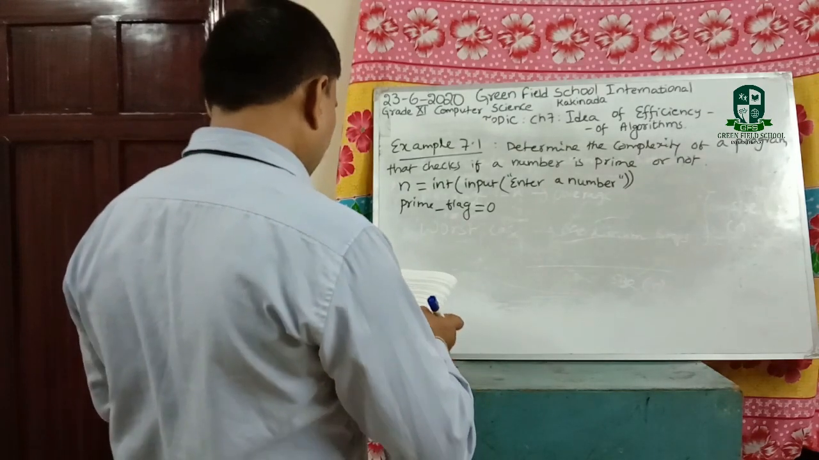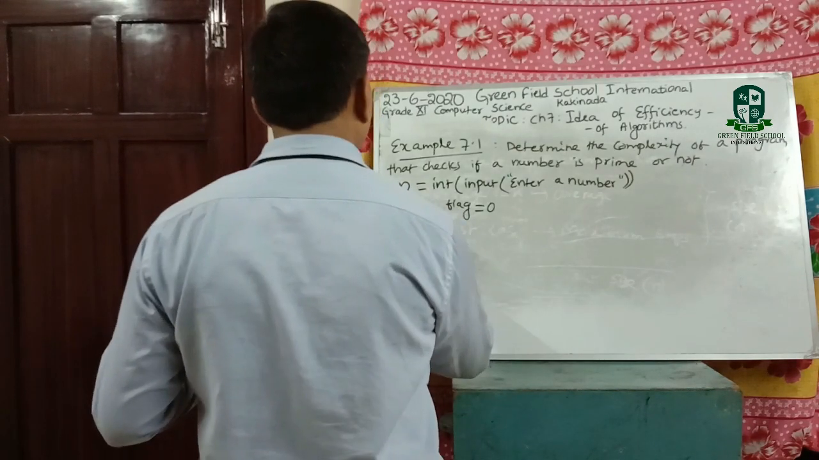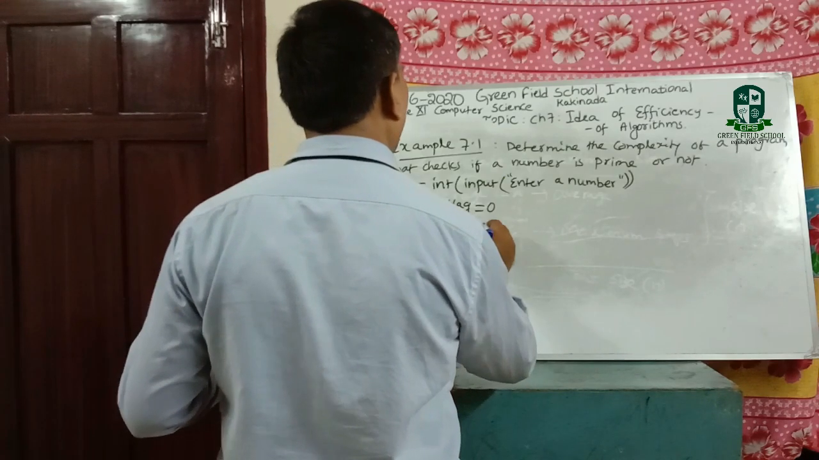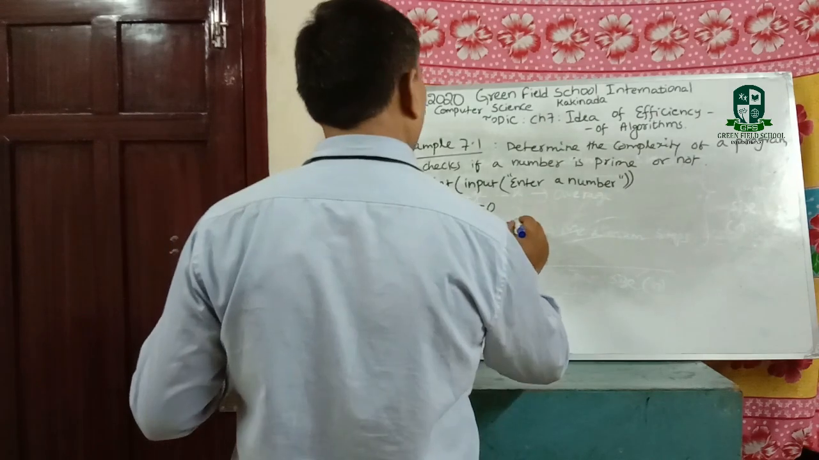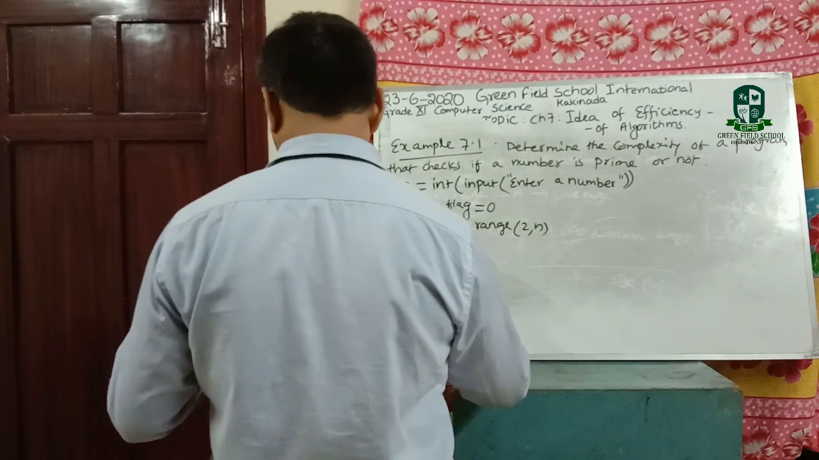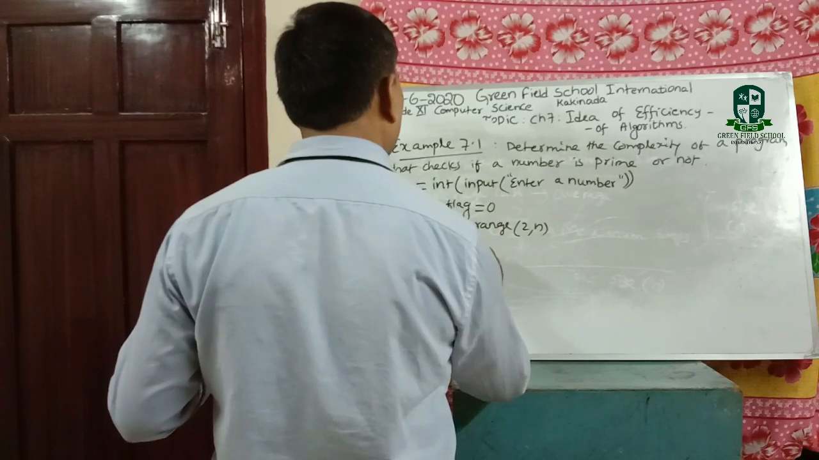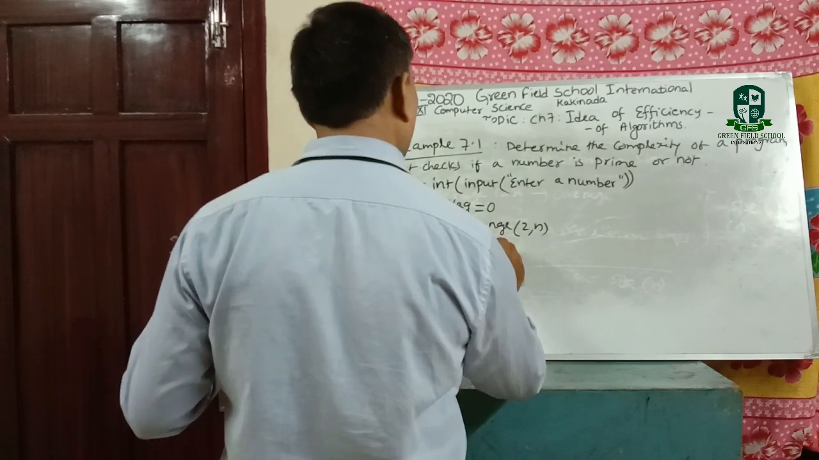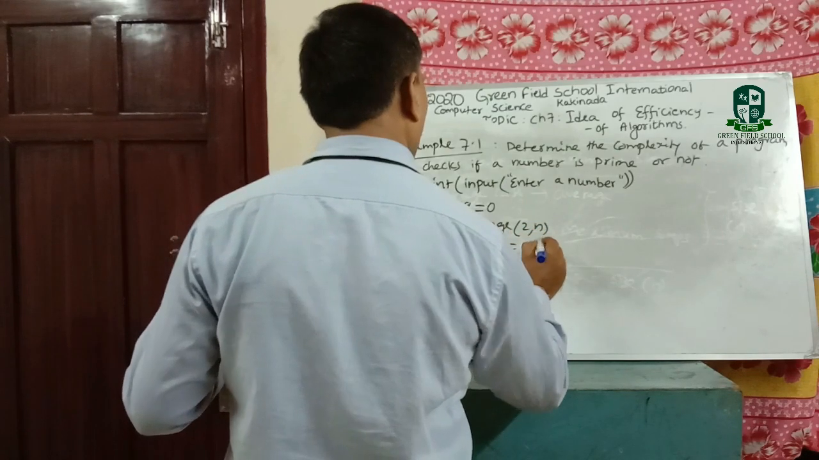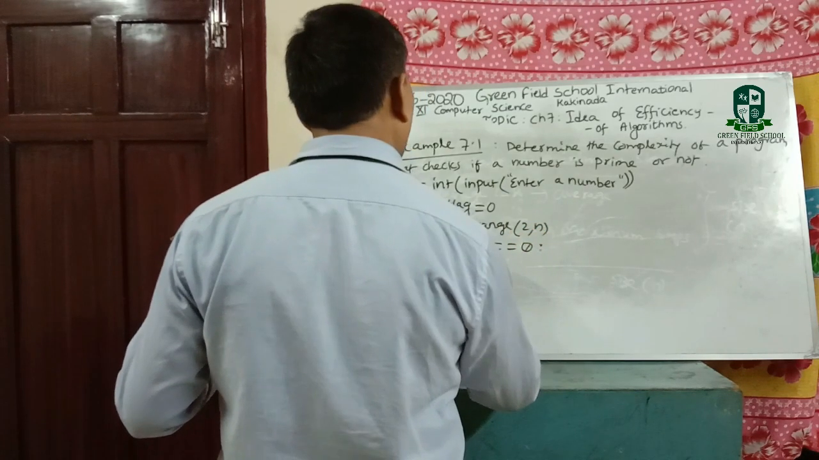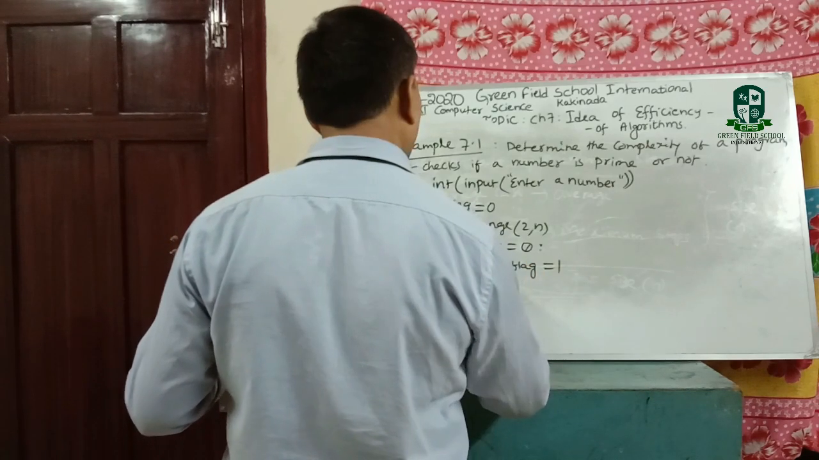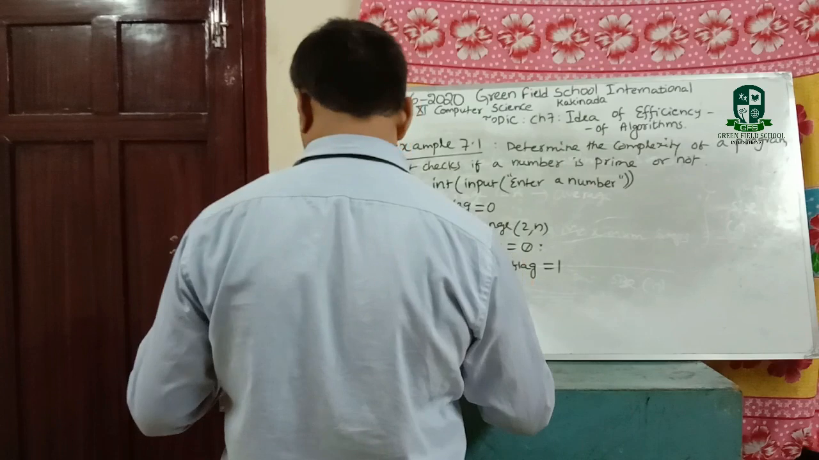Next we consider a for loop, for i in range(2, n). Here the logic is: if n % i is equal to 0, then prime flag is set to 1, followed by a break statement.